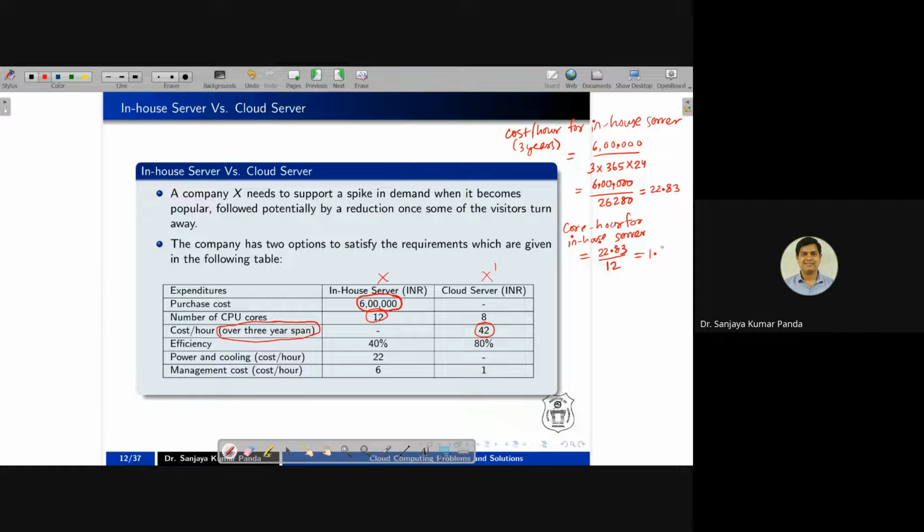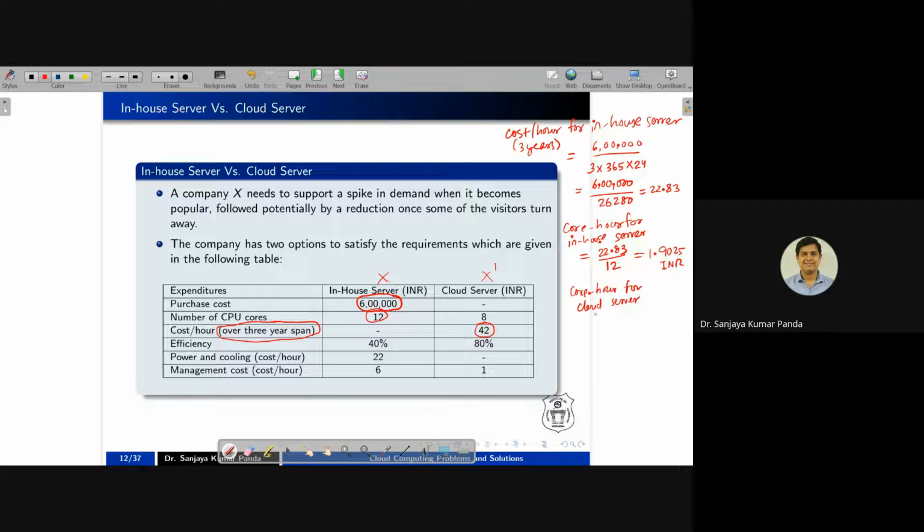Yeah, 1.9025. So per core, it is 1.9025 INR. Okay, that is for the in-house server. Now, if somebody asks, calculate core per hour for the cloud server.